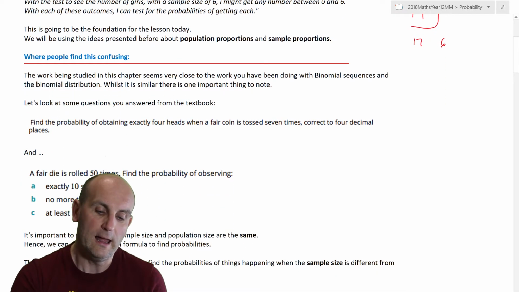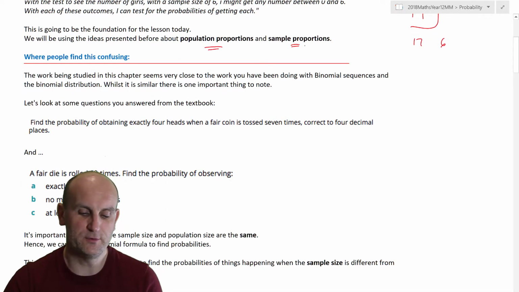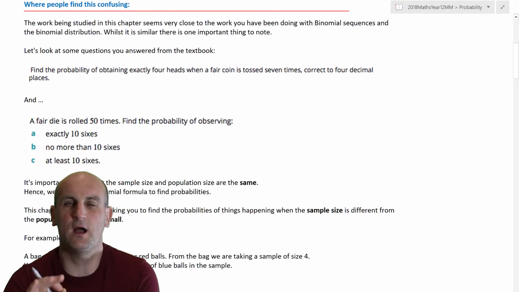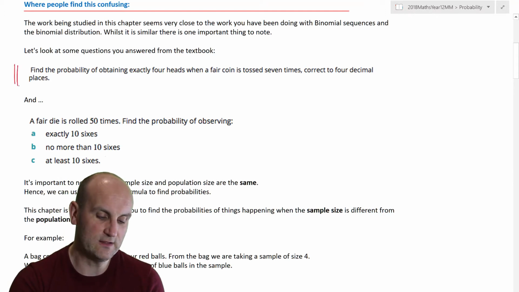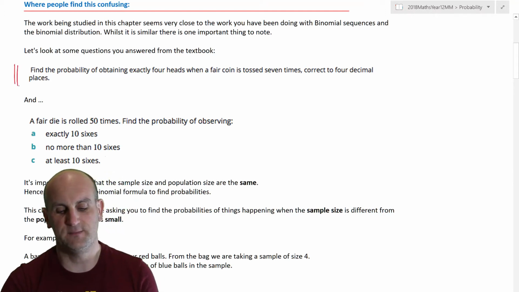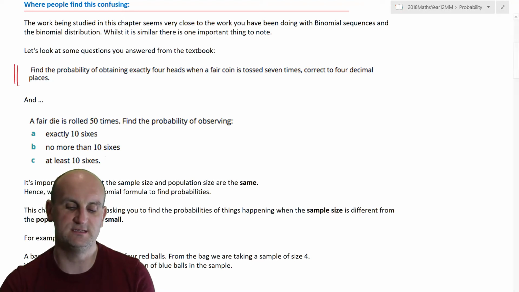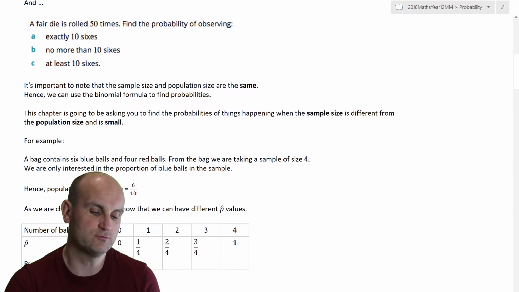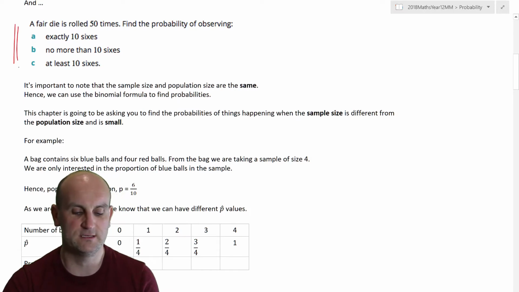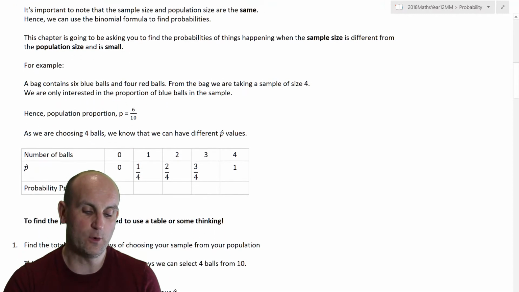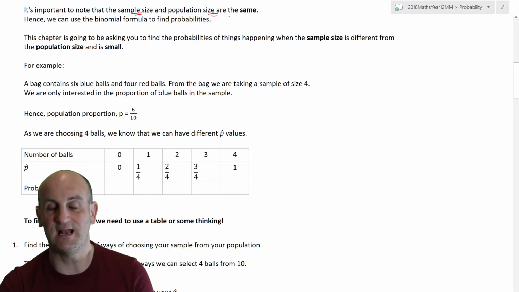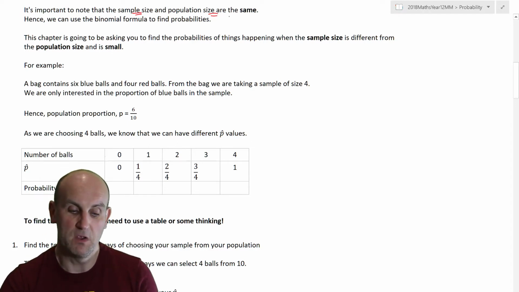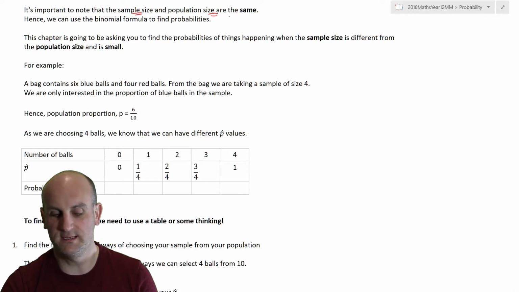So, making sure we understand the difference between population proportion and sample proportion, I want to just highlight where people tend to find this confusing. All of the work we've dealt with before, an example being: find the probability of obtaining exactly 4 heads when a fair coin is tossed 7 times, or a fair die is rolled 50 times, find the probability of observing exactly 10 sixes, and so on. What we notice with all of those questions is that my sample size and my population size are exactly the same. And as such, we could use the binomial formula to find those probabilities.